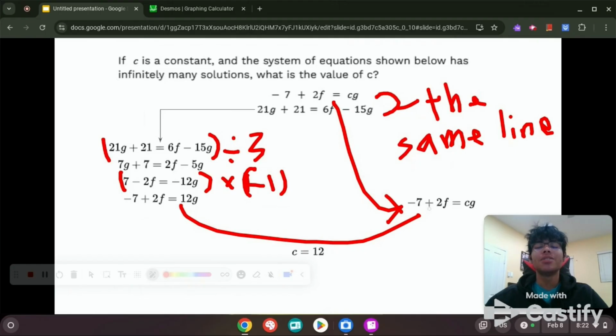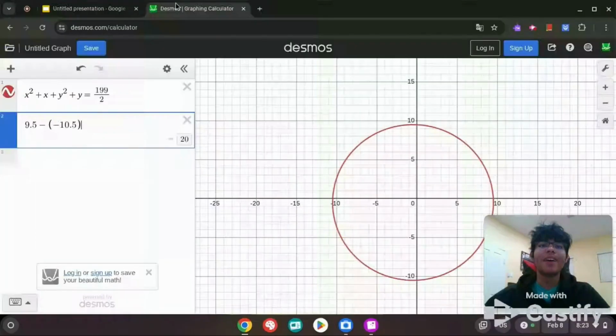And now all we have to do is tell that c is equal to 12. And that's the hard way again. I would not do all this algebra though. What I would do is I would just go into Desmos. I would just clear this out.